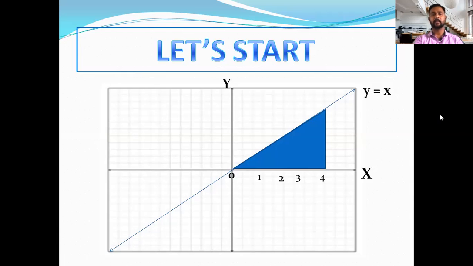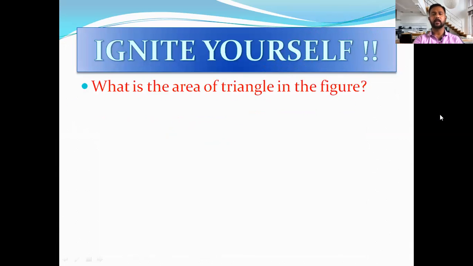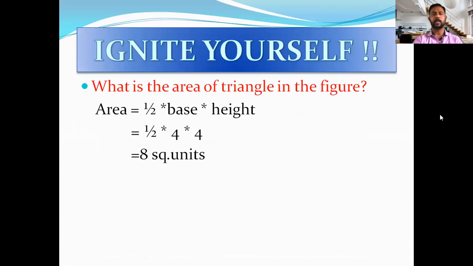Therefore, let us see the area of this figure. The area of the triangle in this figure is half base into height, which is half times. We saw that base is 4, and using the equation y equal to x, height is also equal to 4, which results to 8 square units. Now let us consider an integral 0 to 4 y dx.